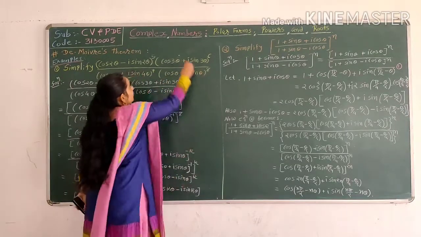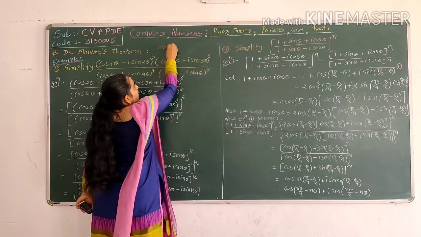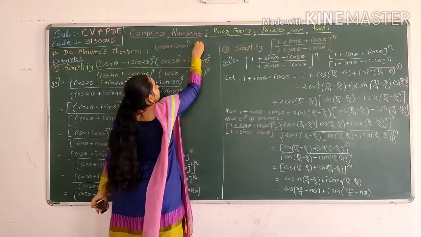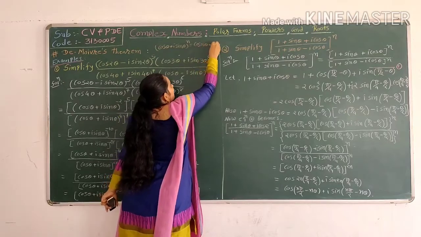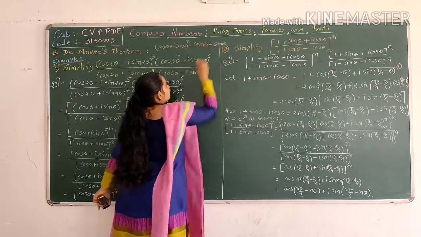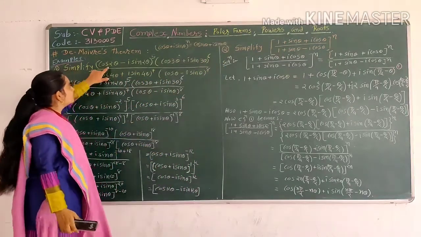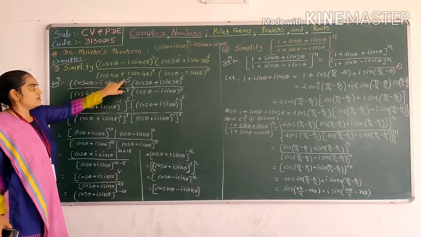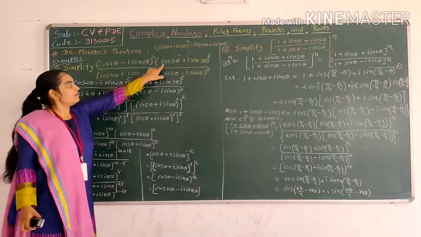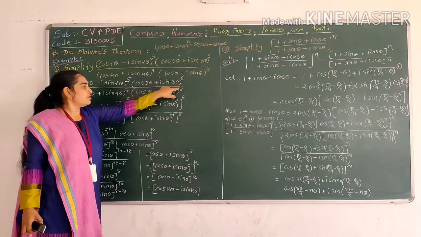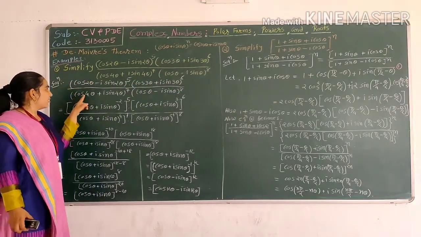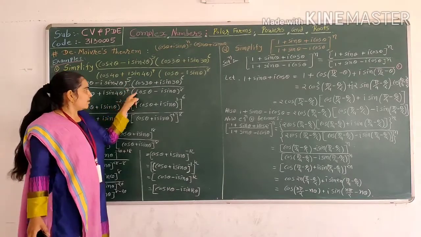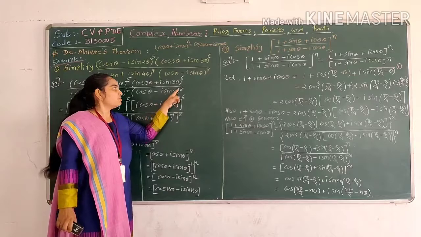Now we know De Moivre's theorem: (cos θ + i sin θ)^n is equal to cos nθ + i sin nθ. Now we have to use it in the solution. (cos 2θ − i sin 2θ)^5 × (cos 3θ + i sin 3θ)^6, whole divided by (cos 4θ + i sin 4θ)^7 × (cos θ − i sin θ)^8.